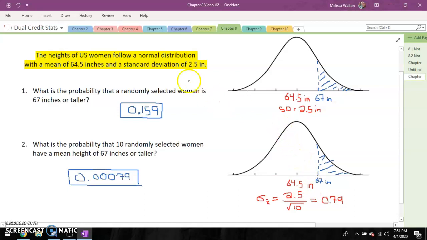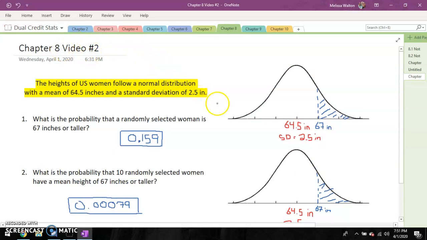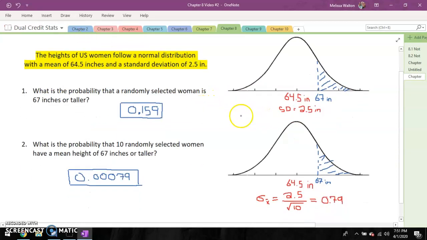So your homework for today will be on the My Math Lab. It is chapter 8, video number 2 homework. I believe it's just 5 short questions. And it's asking you to do the exact same thing we did here. Some questions might be asking about one person being selected. Other questions might be asking about multiple people selected. So make sure you adjust your standard deviation appropriately.